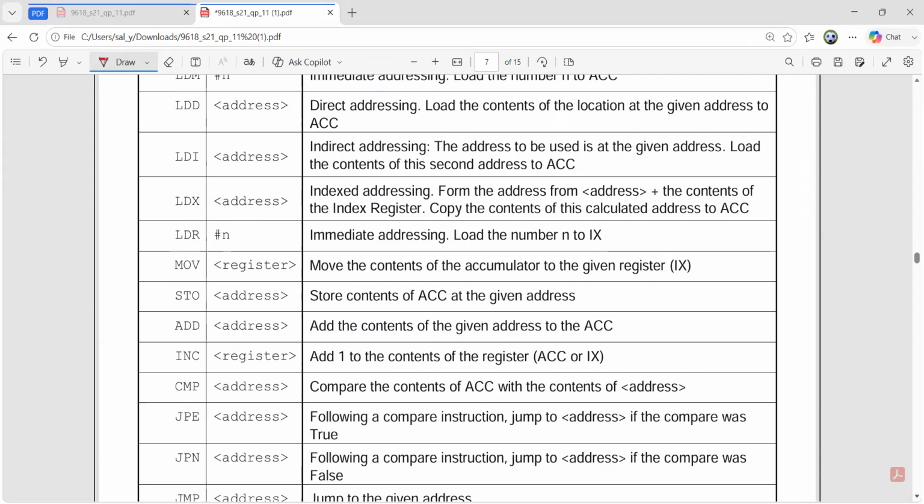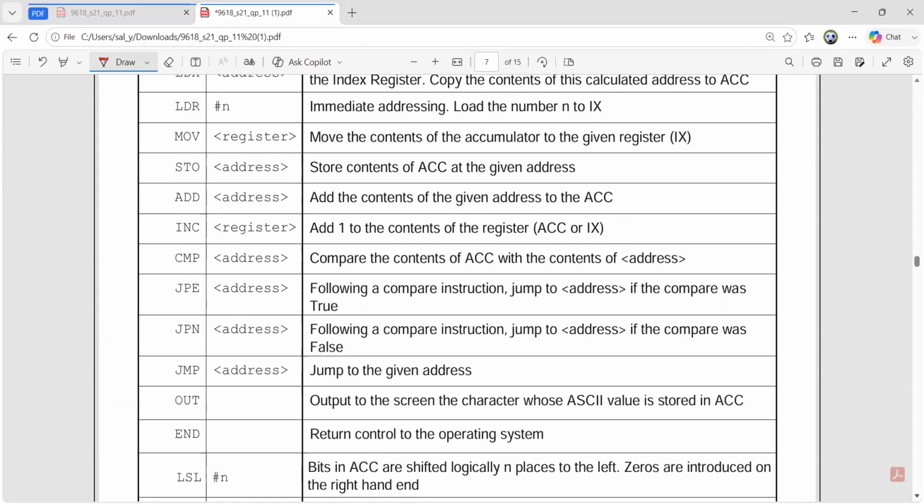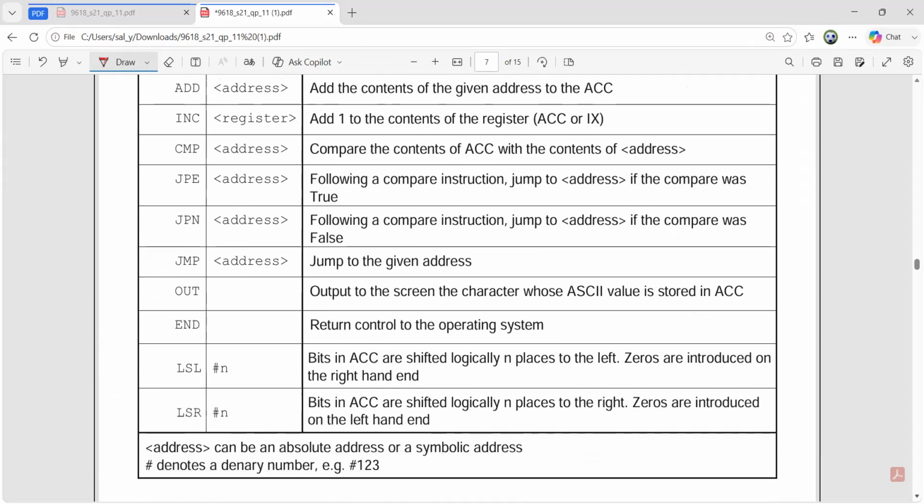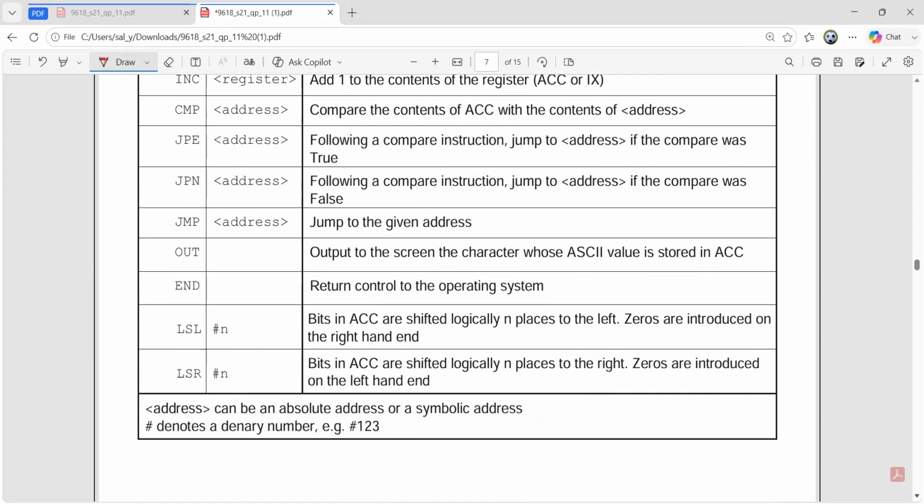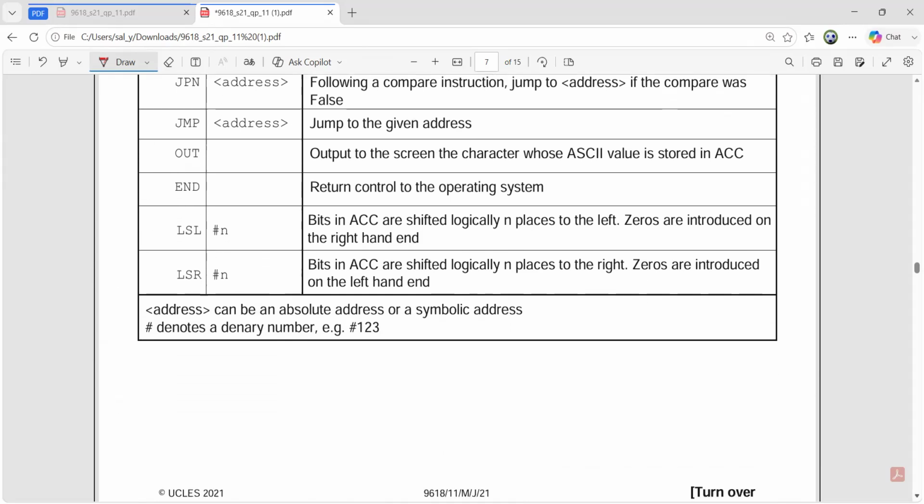CMP for comparison, JPE for what is supposed to be done if the comparison is true, JPN for what is supposed to be done if the comparison is false, and JMP is just jumping to the given address. OUT is for outputting the character on the screen, and END ends the program and returns control to the operating system. LSL #n and LSR #n are the bitwise operations that we have studied.